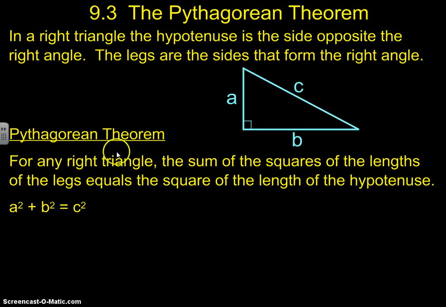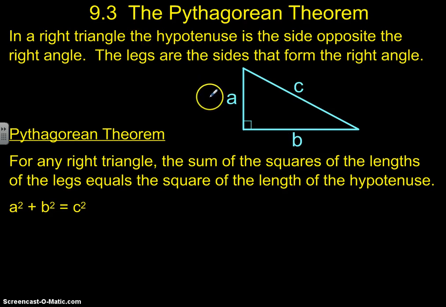Okay, so the Pythagorean theorem states, in a right triangle, the sum of the squares of the legs is equal to the square of the hypotenuse. So if I square A and then I square B, it's going to equal the square of C. So let's kind of look at that.